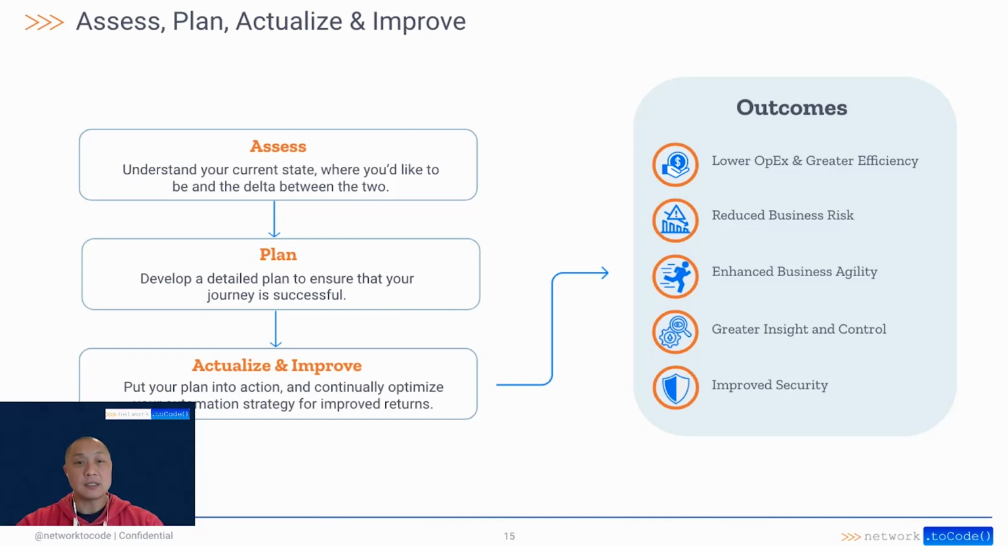So the full plan is here. We start with the assessment in place and start planning the journey, and then actualize that plan and start to improve upon that plan continuously. And once we start to do those three things, we'll be able to accomplish the outcome that we listed on the right here.